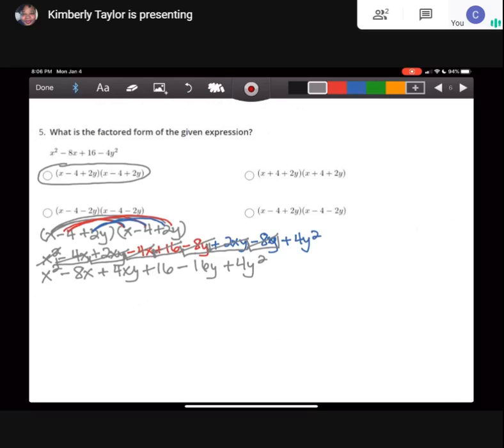So does that match the given one? And let's make the given one yellow. Does it match this? It does not. So this is not an answer.